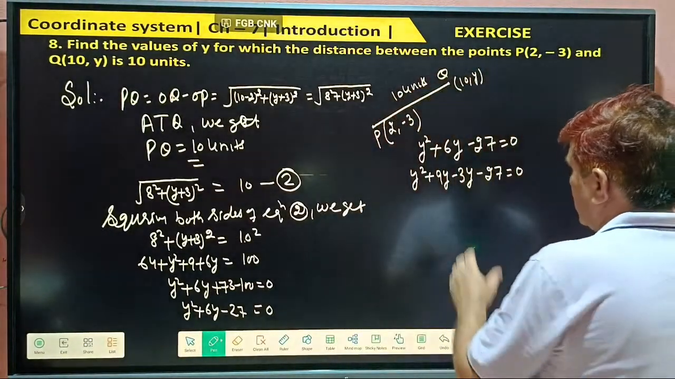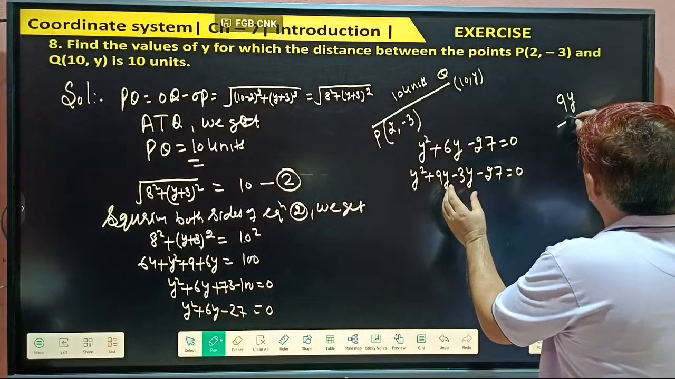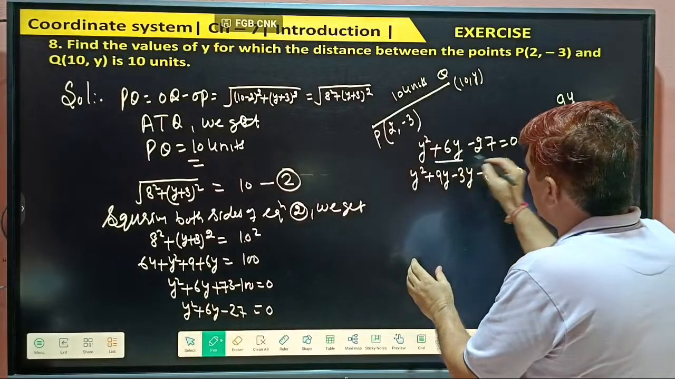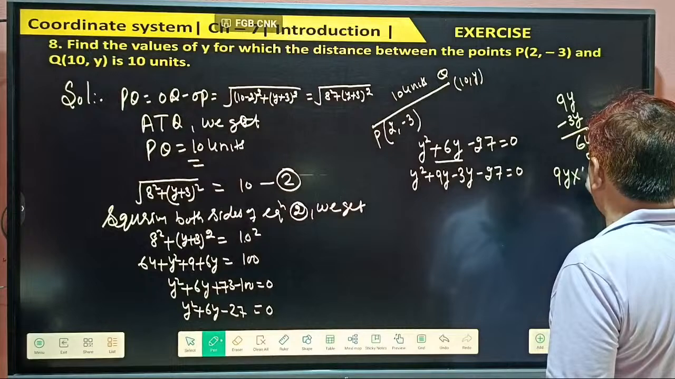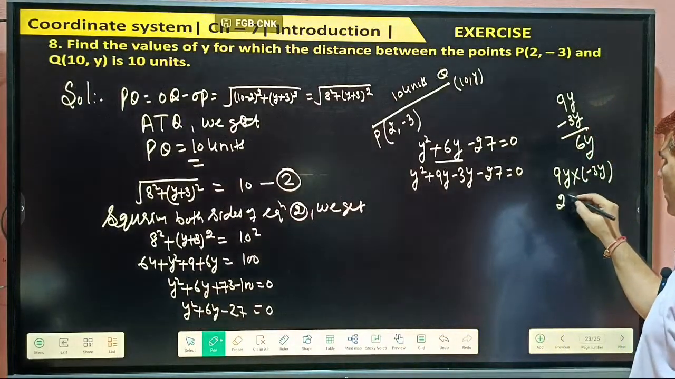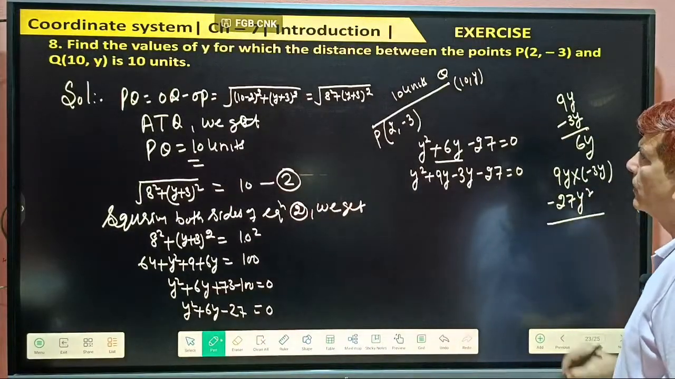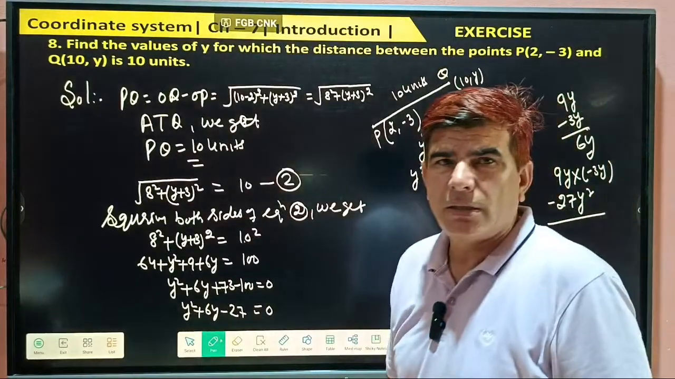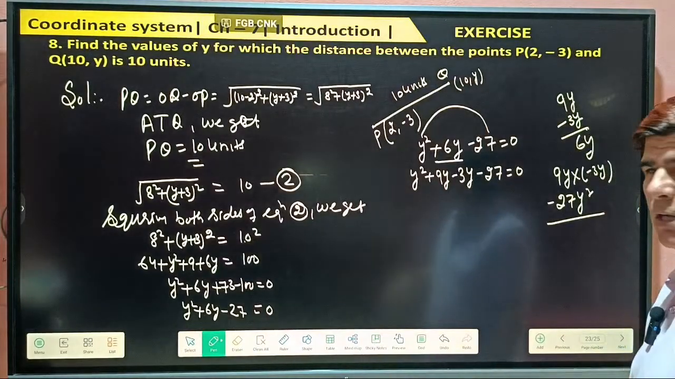What is their sum? 9y minus 3y is 6y, so the first step is right. Then what is their multiplication? 9 threes are 27, y times y gives y square, and the multiplication gives minus 27 y square. So our step number 1 is right and step number 2 is also right.